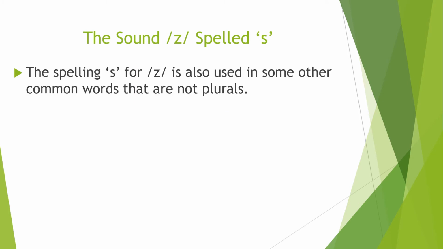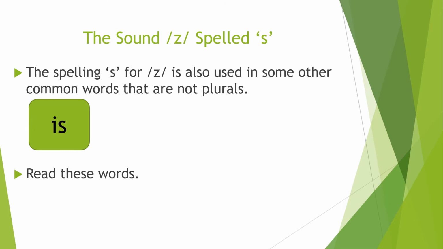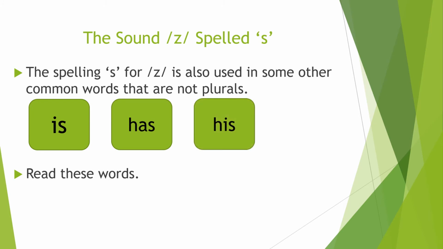So the spelling S for the Z sound is also used in some other common words that are not plural. Remember, plural means more than one. Take a look at these words. Read this word. Is. Read this word. Has. Read this word. His. Read this word. As.